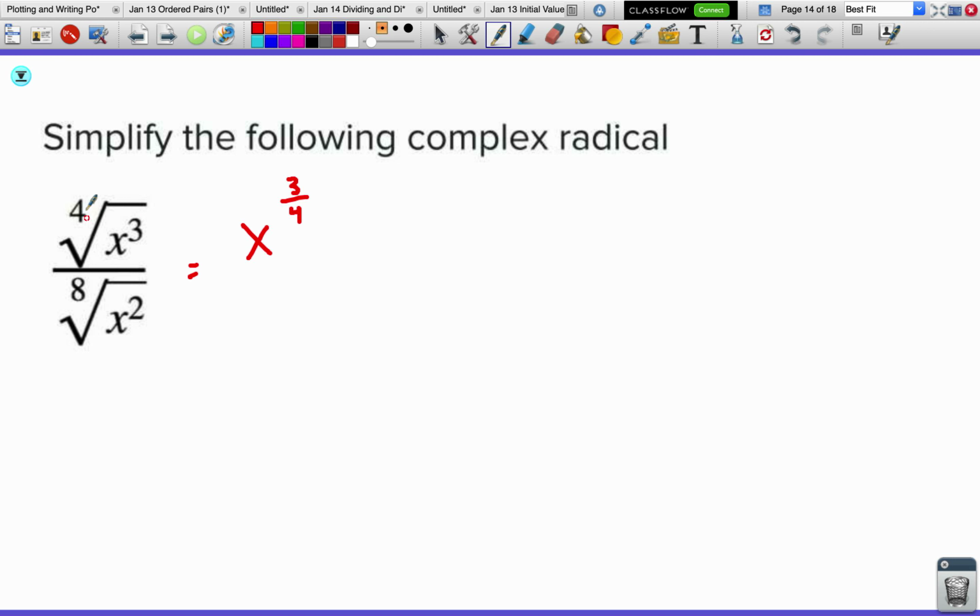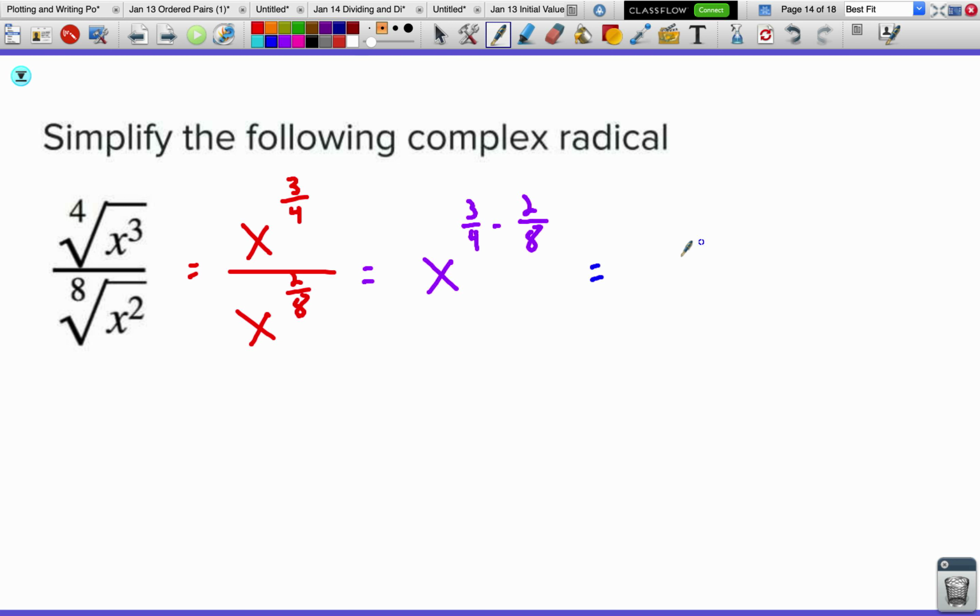Now here that index is written way up high, but we have to remember that 4 should really be nestled way down here and that 3 should be up high. So easy to get this fraction backwards if we're not paying attention. And this would be x to the 2/8. All right, now we can subtract those exponents because we've got two exponents with the same base. So subtract their powers. So x to the 3/4 minus 2/8.